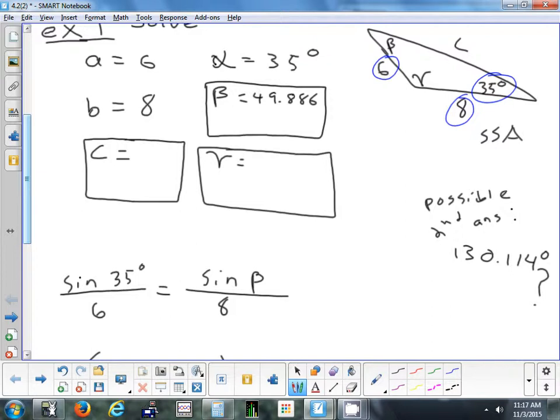Okay, before I go on, does everybody see how we found 130? We just subtracted it from 180. And does everybody see why it works? All right, so what we're going to do is call beta 1. That's my first answer. And beta 2.